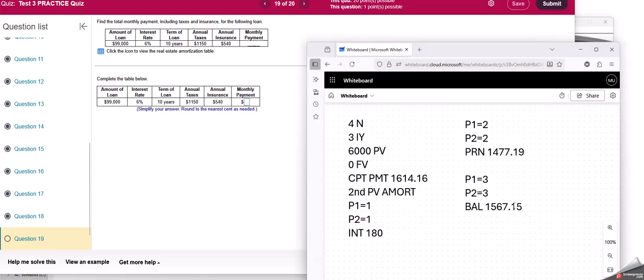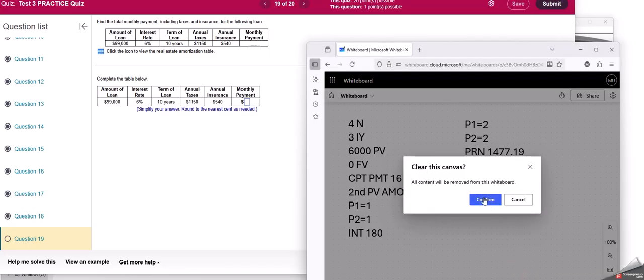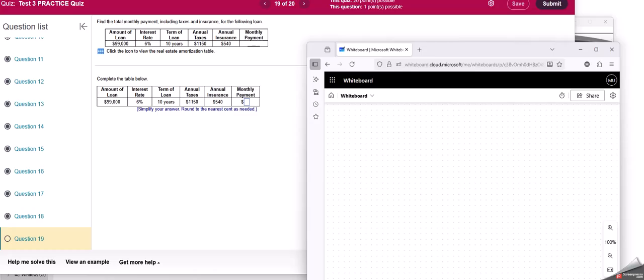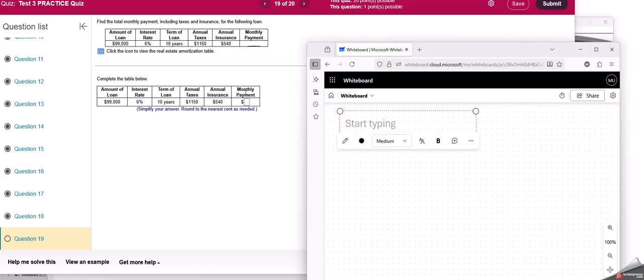Okay, then we have a mortgage, and you'll have one very similar to this on your test. And what you want to remember is this is monthly. Notice it says it right there, monthly payment. Probably a third of the students will just do it like it's annual. If our mortgages were annual, we all would be homeless. Okay, so 10 times 12 gives us 120 as our N. 6 divided by 12 gives us 0.5 as our IY.